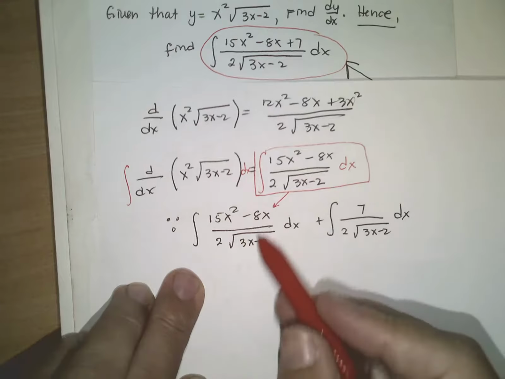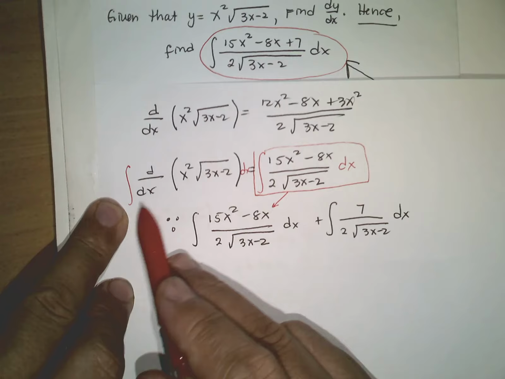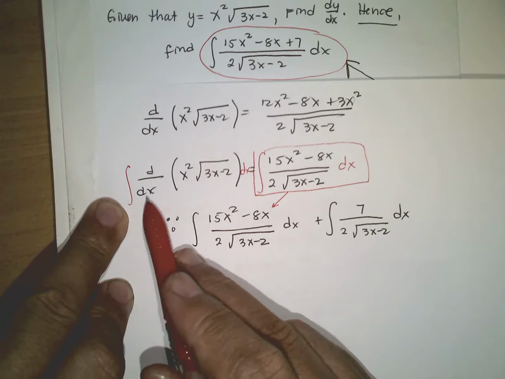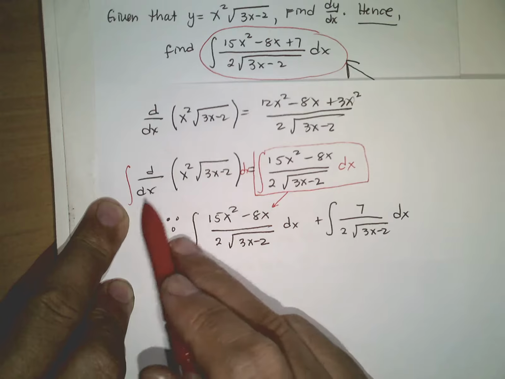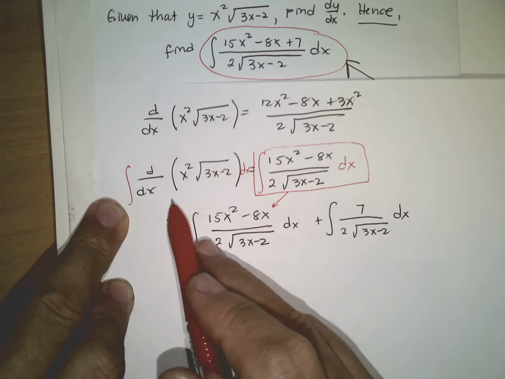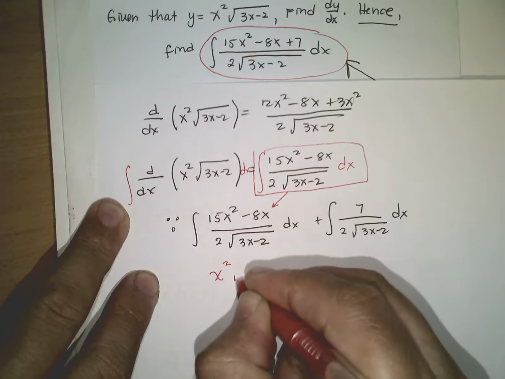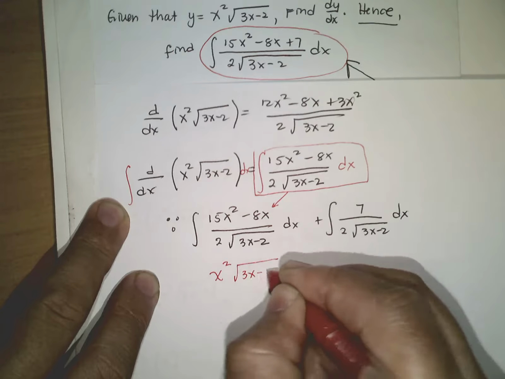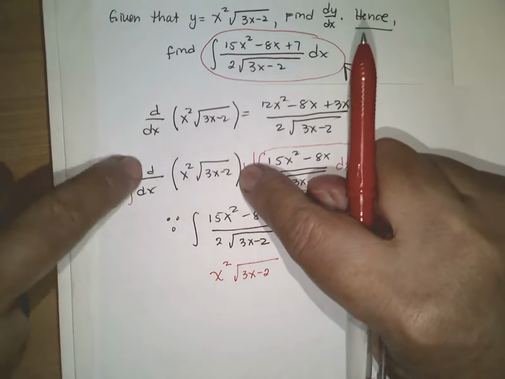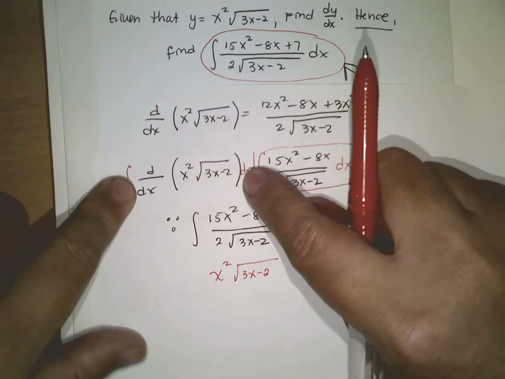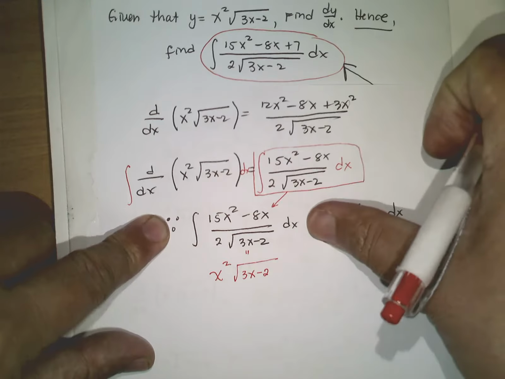But what is the integral of this? The integral of this is this one. But the integral of the derivative of this function, as I've told you, the integral and the derivative cancel each other out. So this portion here becomes x squared square root of 3x minus 2. This derivative has been cancelled out. So therefore, the integral of this portion is equal to that portion.